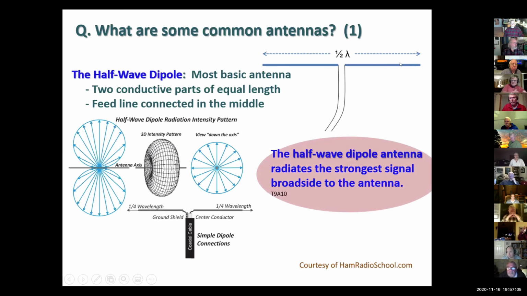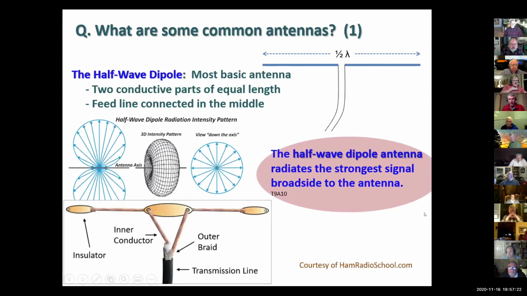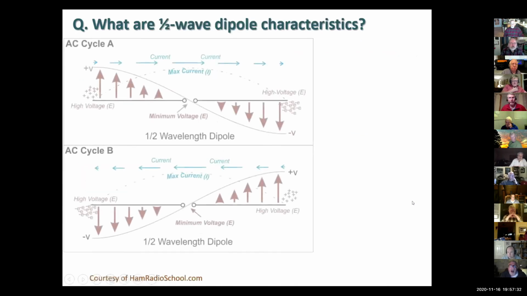A dipole, being a half-wave long, is just 2 quarter-wave sections. So I can construct one with a quarter wavelength of wire and another quarter wavelength of wire wired up to ground and center conductor. That makes for a simple dipole. This is a zoomed-in view of how you might hook up the outside braid or shield and the inner conductor. Pretty basic stuff.